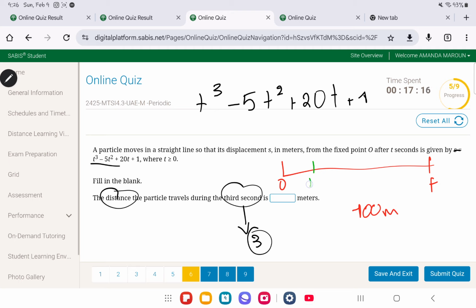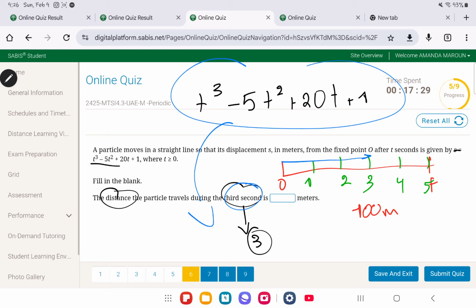First second here, second second here, third second here, fourth second here, fifth second here, whatever. All right, so in the third second, if we use this equation and we put 3 seconds, we're going to get the total distance traveled. But they don't want this total distance. They want this distance over here. So we're not only going to take 3, we're also going to take 2, and we're going to subtract them.